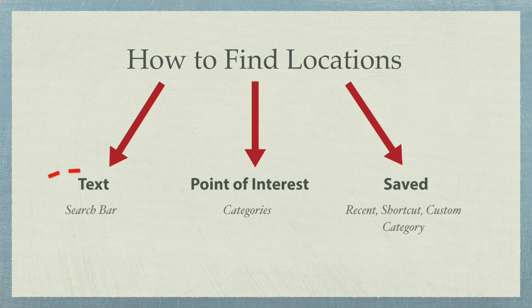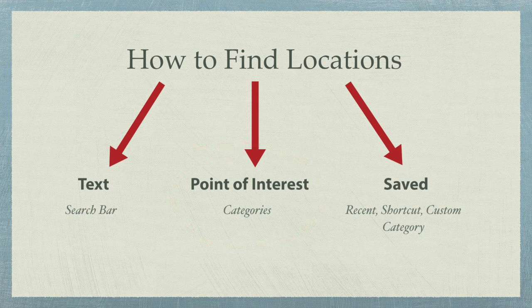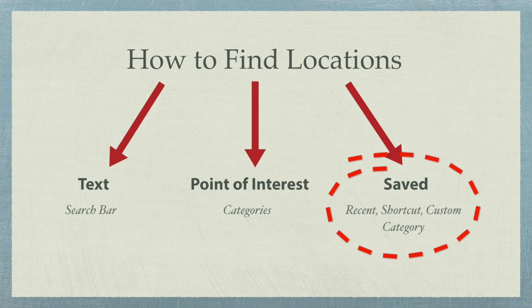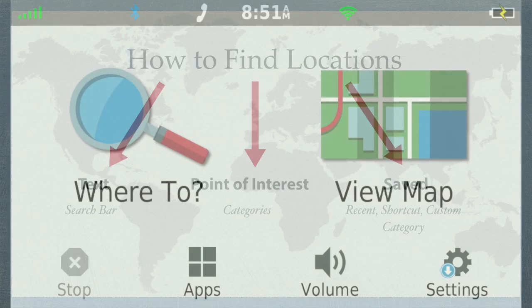You can type a search term in the search bar and then let the GPS find it. A point of interest can be found by browsing in categories. A previously saved location can be recalled for further use, and these are a few of the tools to help us with that. I use the search bar a lot and find it very useful. Let's now focus on how it works.